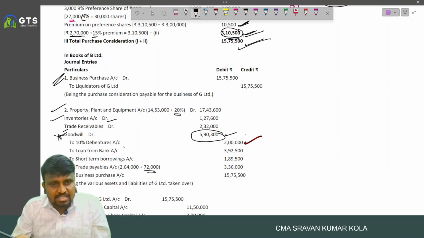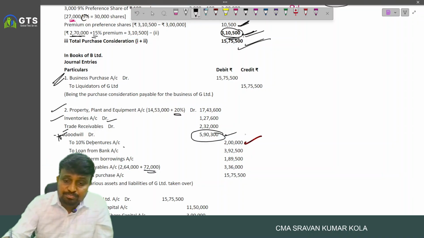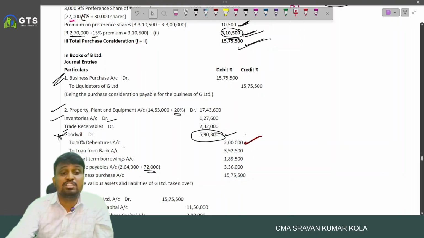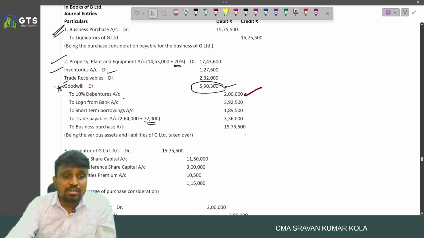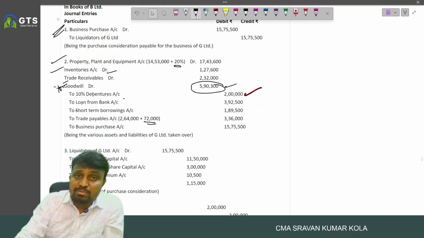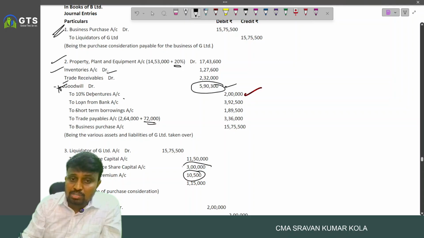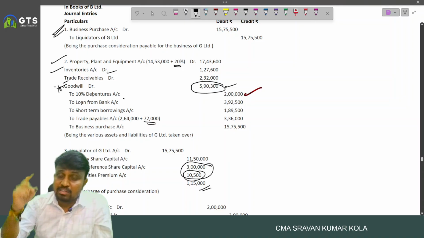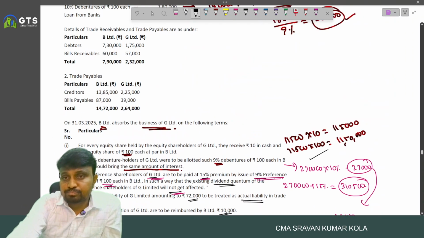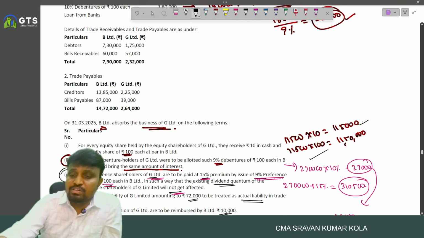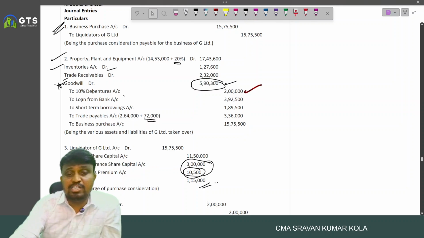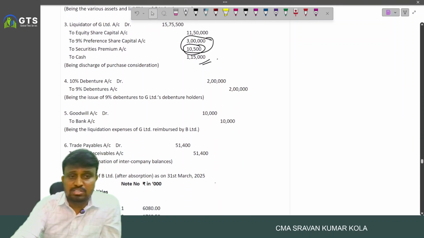PC is compared with net assets and the difference amount is treated as what? Goodwill. And if any difference we have on credit side, consider it as capital reserve in case of purchase method only. And liquidator of G Limited, to share capital, to preference share capital, to premium. Premium is nothing but 10,500. Total amount payable to preference shareholders 3,10,500. And 1,15,000 we also paid in cash. So to cash. And we converted 10% debentures to 9% debentures.